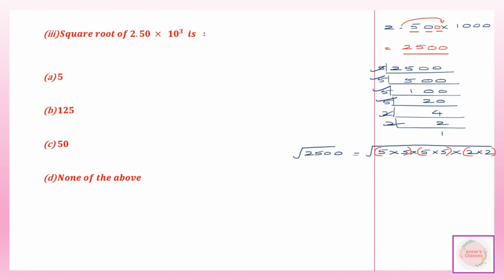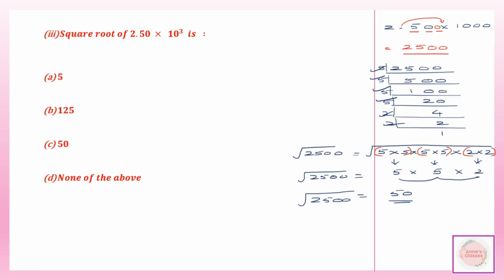Now what do we do? Now we take one factor from each pair. So we are still finding the square root of 2500. Take one from each pair. From this pair I'm taking 1 into, from this let me take one more and from here one more, so that is into 2. Now let's multiply and see. 5 fives are 25 and 25 into 2 is 50. That means the square root of this number 2500 is 50.